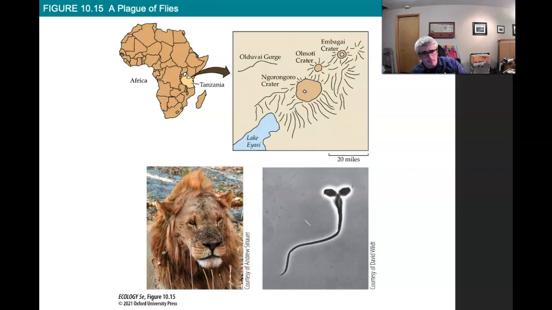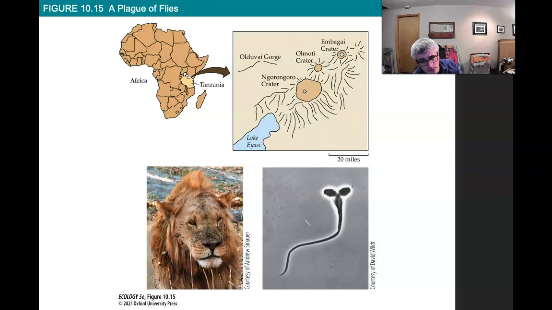Here's this example, the plague of flies, of lions in Tanzania. There's this crater in Tanzania where these lions were nearly driven to extinction by a catastrophic outbreak of biting flies, similar to those on the face of the male. Lions became covered with infected sores and eventually could not hunt, resulting in many deaths. The population descended from a few survivors.